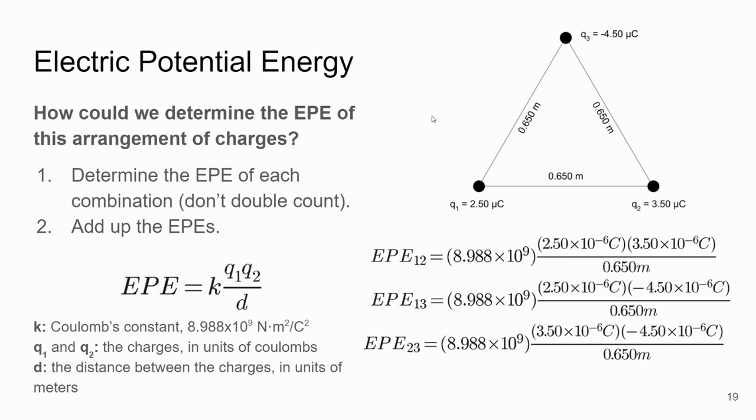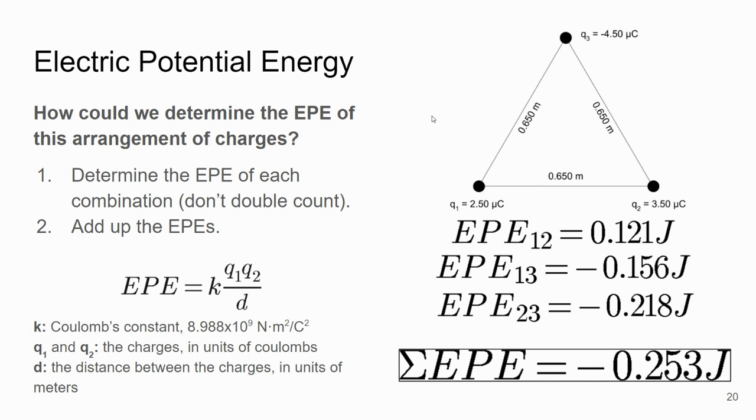So you plug in all the numbers. If you're looking at those numbers, the top one, between 1 and 2, you're going to get a positive EPE because you have two positive charges. Between 1 and 3, you will get a negative EPE because one of the charges is negative, one is positive. And between 2 and 3, you will also get a negative EPE because positive and negative charges. So now you add them up, and you just add them like scalars. There's no direction. You don't have to do sub-zeros and find components. You just add them. So yeah, this will go a little quicker than some of the problems in last chapter.